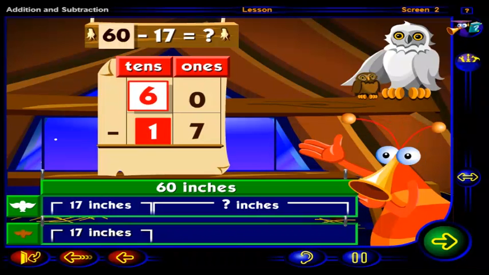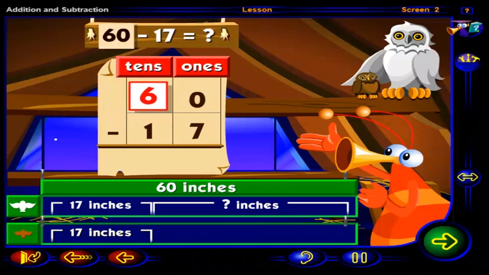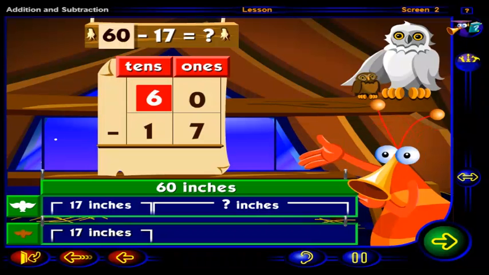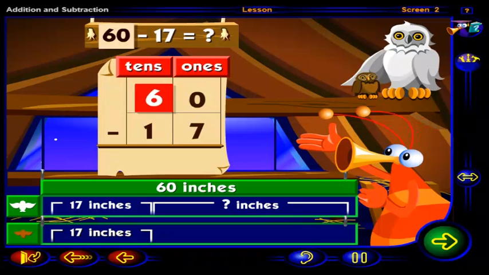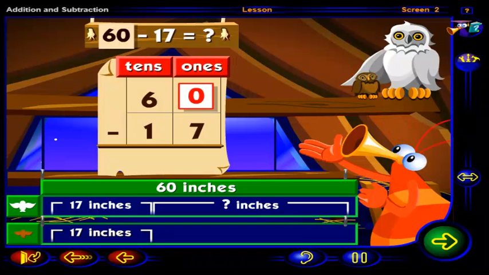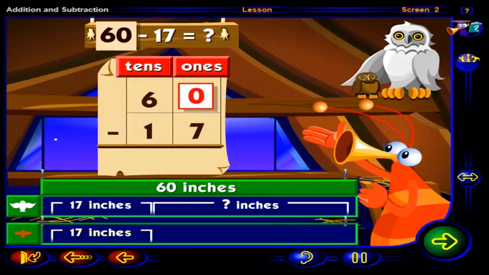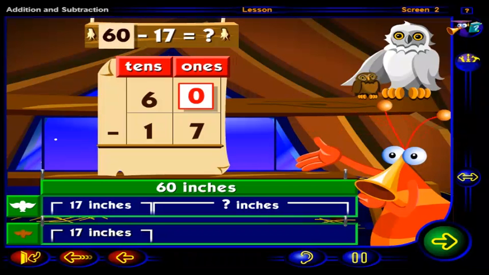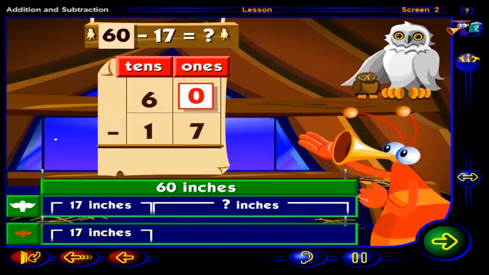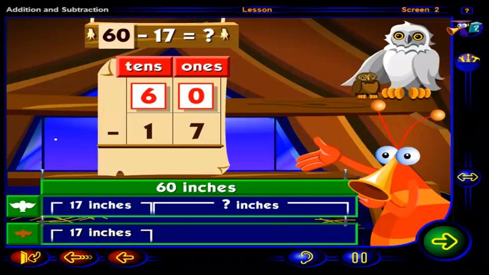That's not it. Click on this digit. We regroup from the digit 6 in the tens place. The digit 0 is in the ones place of the number we are subtracting from, 60. So the digit in the tens place of this number, 6, is the digit we regroup from.